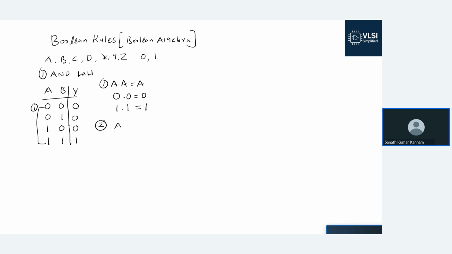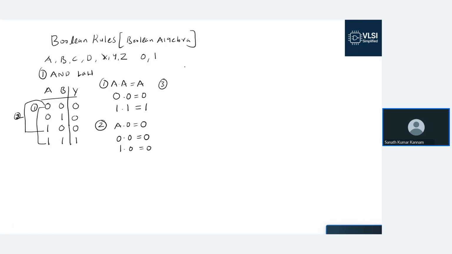And next, A and 0 equals what? 0. A and 0 equals 0 means you can take the first one and the third one. So this is the second law. A is 0 AND 0, this is equal to 0. A is 1 AND 0, you are getting 0. So this is A and 0 equals 0.